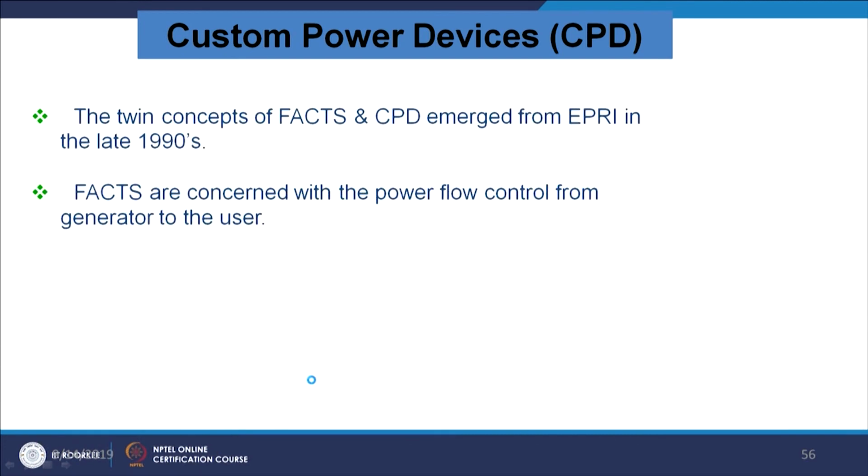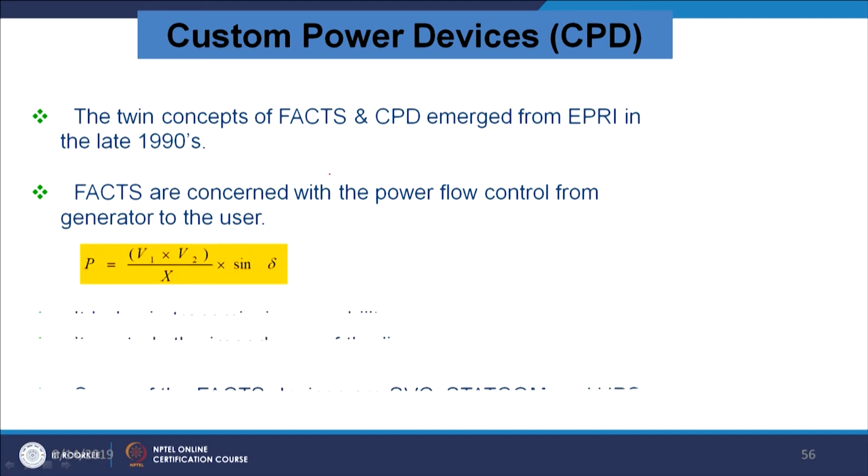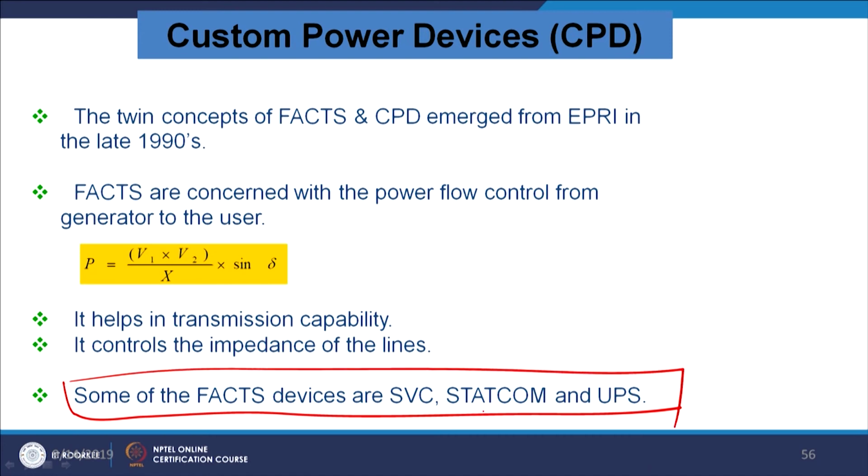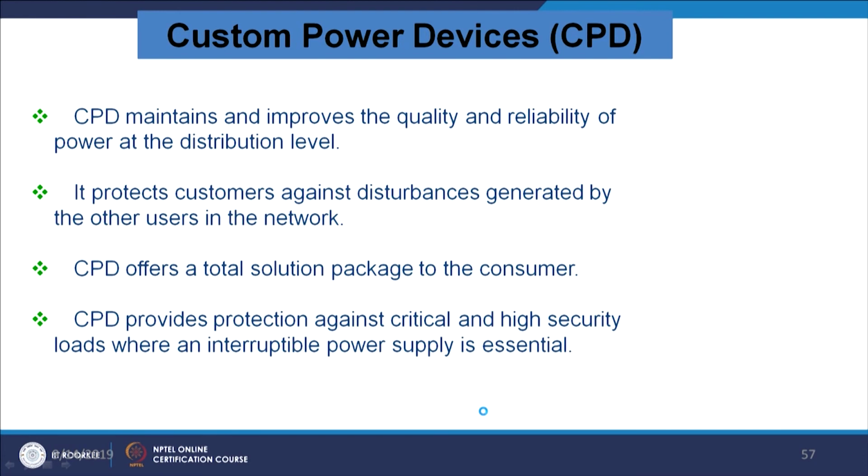Now, these are called custom power devices that come into the picture with the advent of FACTS, and so you can see that this is the power transmission, and that will help to enhance the power supply quality. Some of the FACTS devices we have already discussed in our first courses can be placed to deal with the power quality issues. So, this custom power device can improve your power quality and reliability.